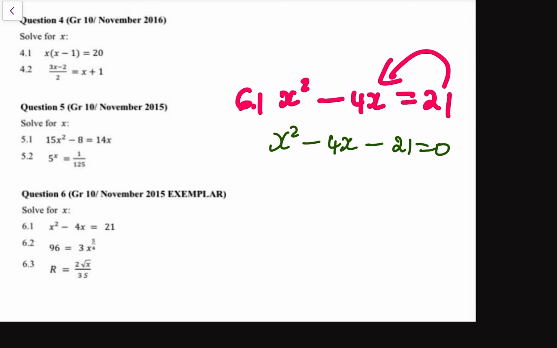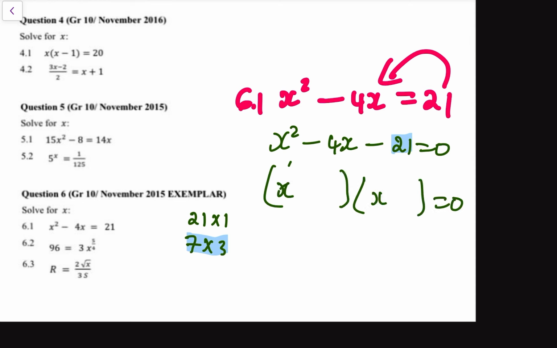Now we are looking for factors of 21. Factors of 21 are 21 times 1, 7 times 3. The ones that we are looking for, since 21 is negative, when we subtract them, they must give us 4. That will be 7 and 3. So factorize this, it is equal to 0. So we have x, it is 7 and 3. The middle term is negative. The last term is negative. Since the last term is negative, the signs are different. So the bigger number will correspond with the middle term, so it is minus and plus.